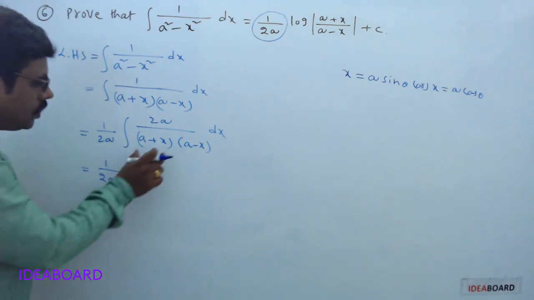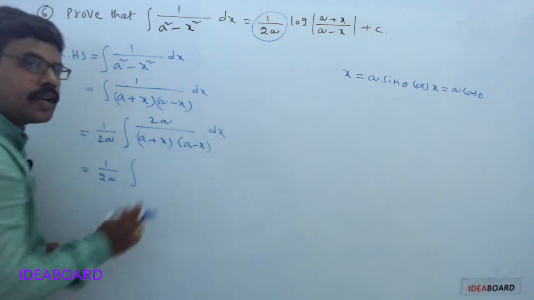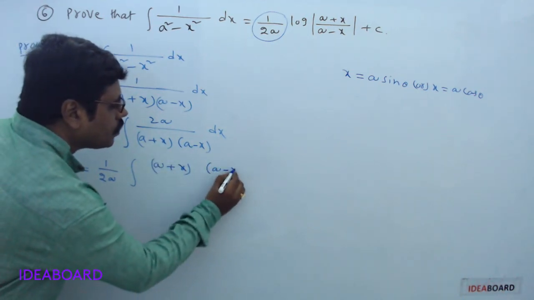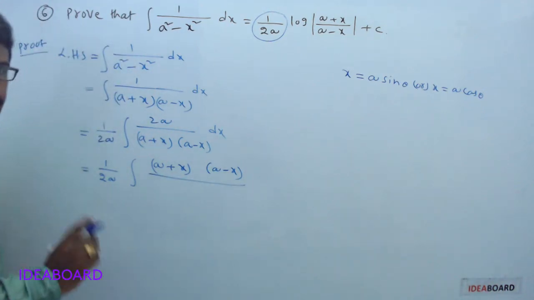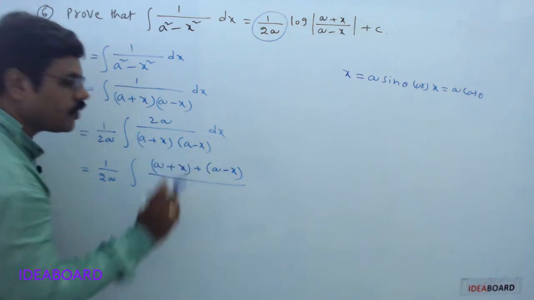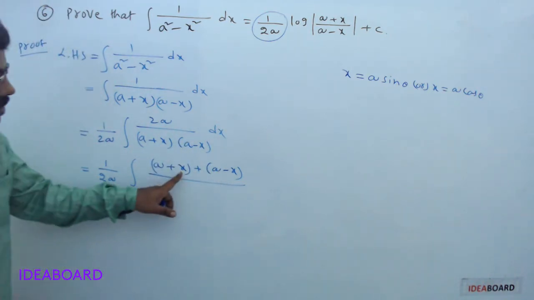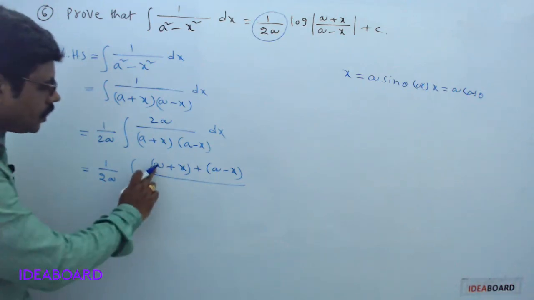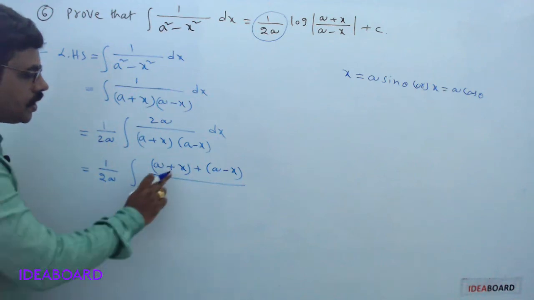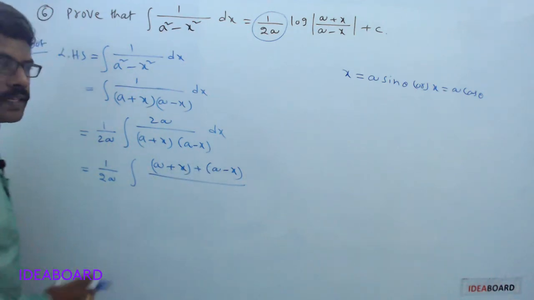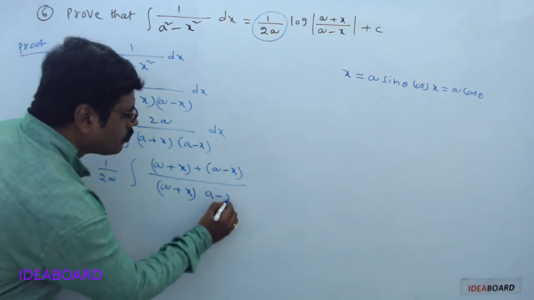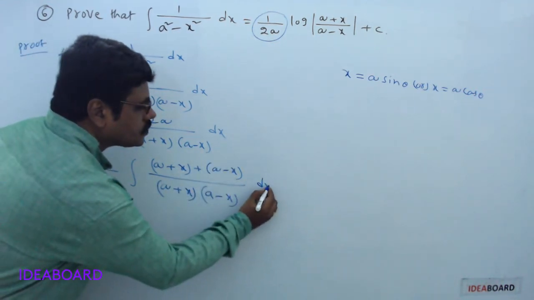So first you write down these two factors in its numerator, that is a plus x, a minus x. Suppose I write a positive sign between these two factors, then plus x and minus x will be cancelled. a plus a we get 2a. So this 2a can be taken as (a plus x) plus (a minus x). What is its denominator? (a plus x) into (a minus x) dx.